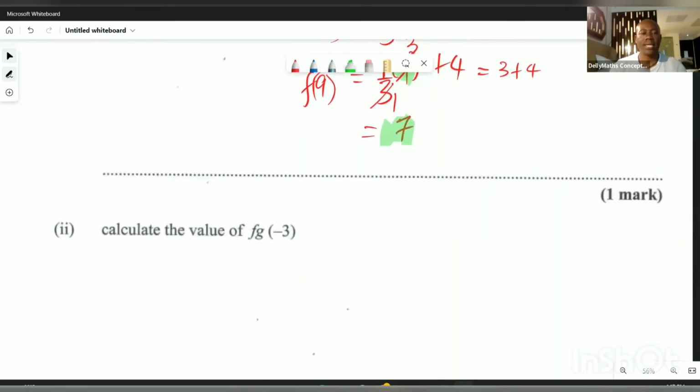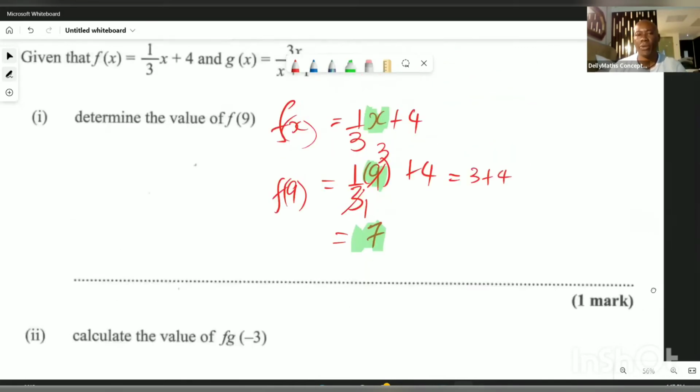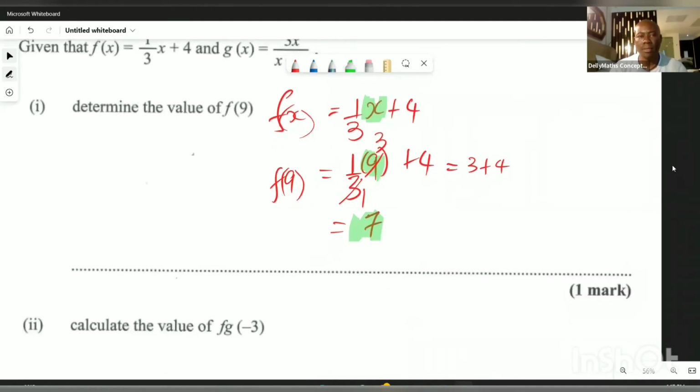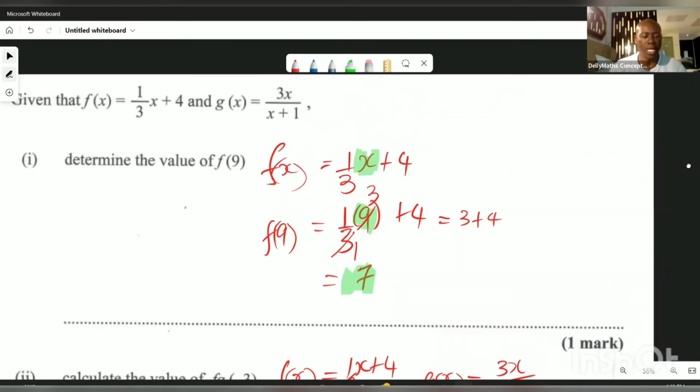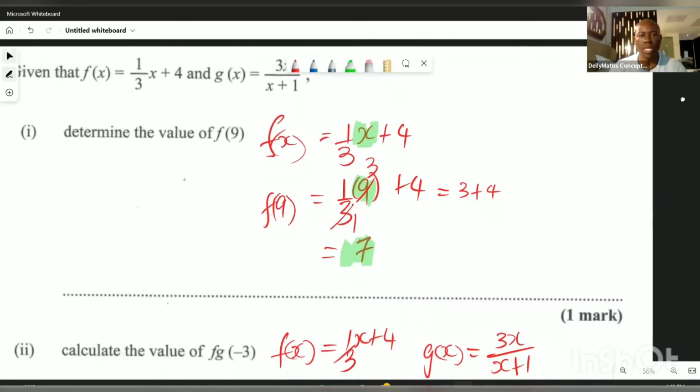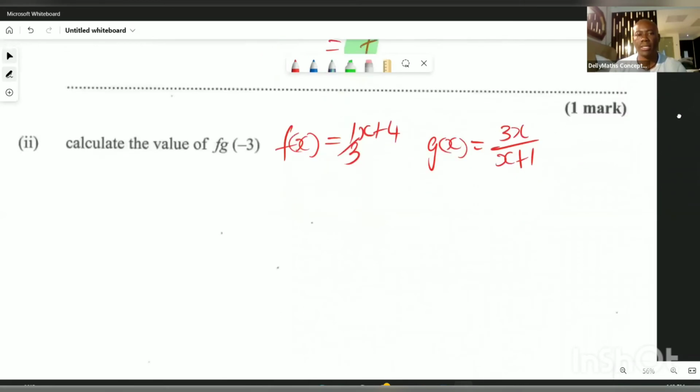Now, the next question says, calculate the value of f of g of -3. Let me write the f function here. It is 1/3 x plus 4. And let me write the g function there. It is 3x over x plus 1. So we want to have these functions up and ready in order to deal with this.